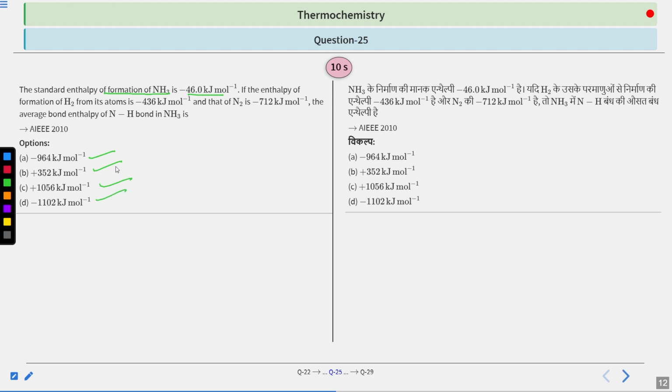So what will be the hint for this reaction? Again, the enthalpy of formation of NH3 is given. You can write this enthalpy of formation in terms of bond energies, and for that, the formation of H2 from 2H atoms is also given, and that of N2 from the 2N atoms is also given. So you will use these three, and to find the average bond enthalpy of N-H, just calculate the overall formation of NH3 and divide it by 3. That will give you the answer. So your 10 seconds to solve this question starts now.